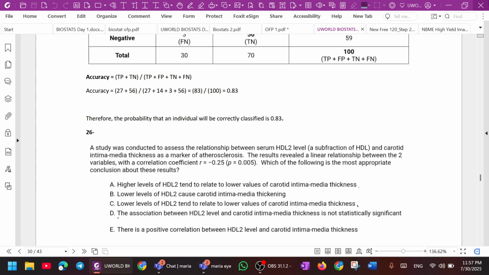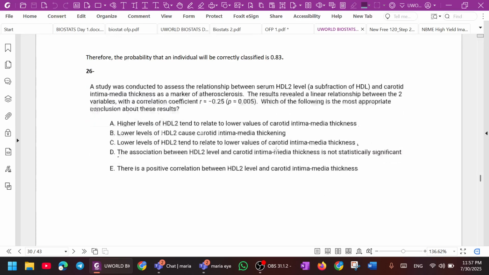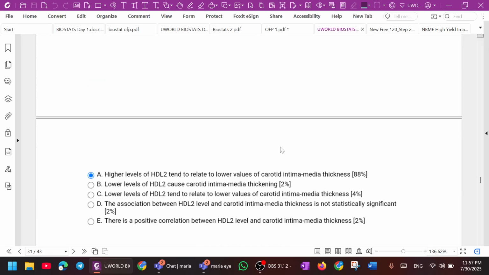Okay. And maybe this word, it cause: lower level HDL2 causes carotid intima thickening. For correlation, do we find the cause? Can we say this one causes this? No, we just find the relation. One goes up, the other one goes down. Yes. Okay, so we think it's A. Let's check. It is A. You see, you found it. You have to think a little bit harder.